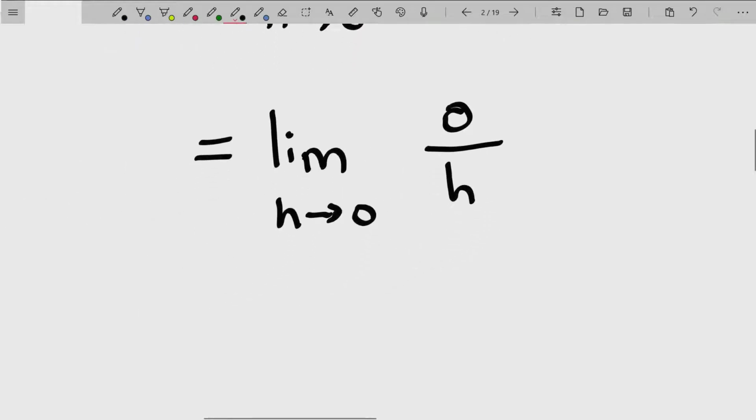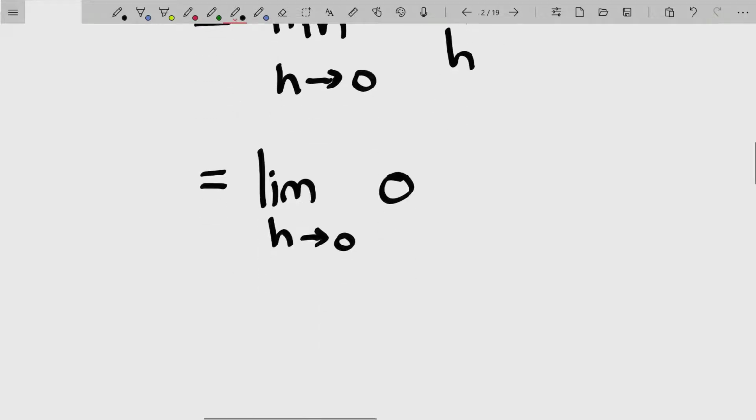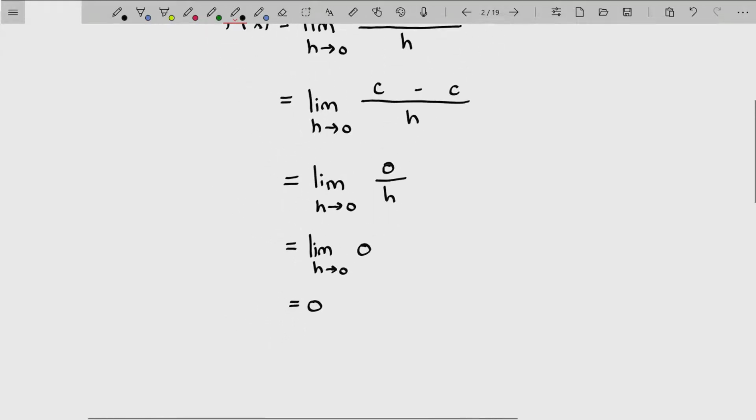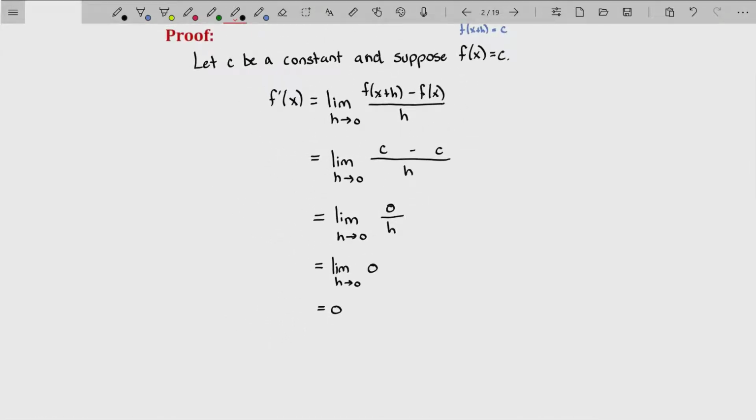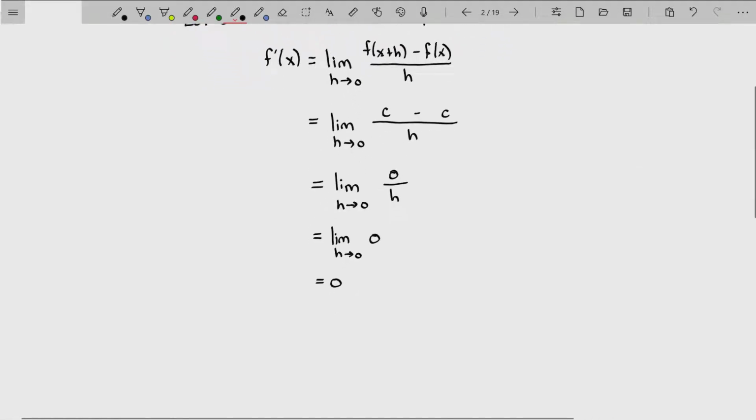Now, you might say, this is via direct substitution. Well, actually, it's not even via direct substitution. It's just 0. In fact, maybe I should do it this way. I'll say that's the limit as h goes to 0 of 0, because 0 over any non-zero number is 0. And of course, the limit of a constant is the constant itself. And that's it. We've now proven that the derivative of f, which is a constant, is 0, QED.